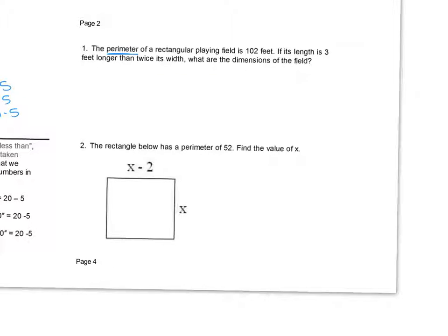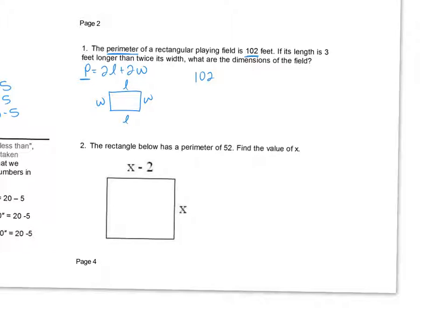There's a couple of ways you can do a perimeter problem. One way is with the formula. The formula of a perimeter is P equals 2L plus 2W. Or you can also draw a picture, and then you would have 2 lengths and 2 widths. Either one of those is going to work. I'll use the formula for this problem, and then we'll use the picture for the second problem. So if we know that the perimeter of the field is 102 feet, we're going to plug that into perimeter.